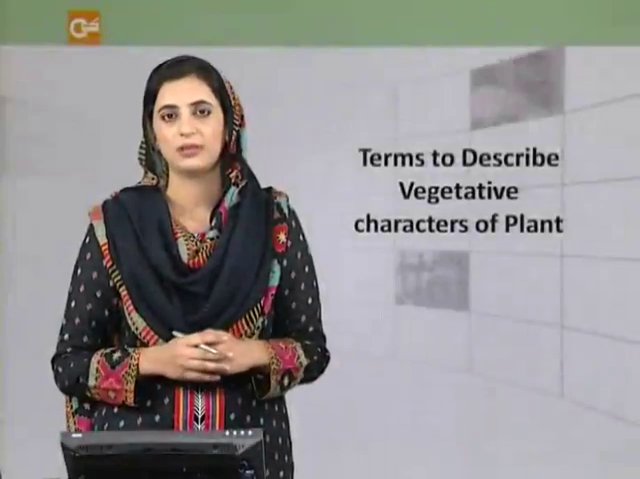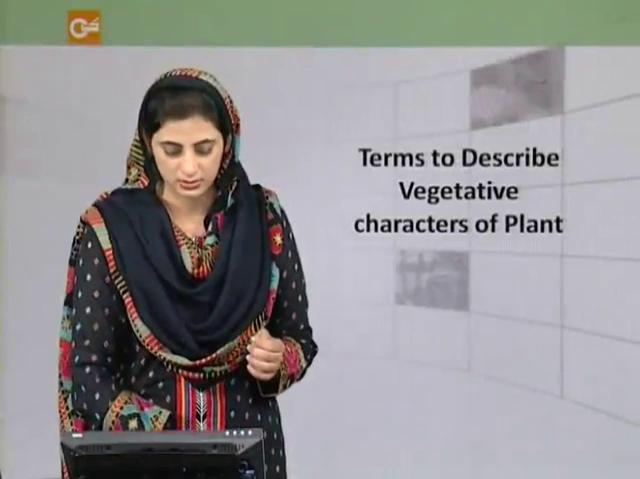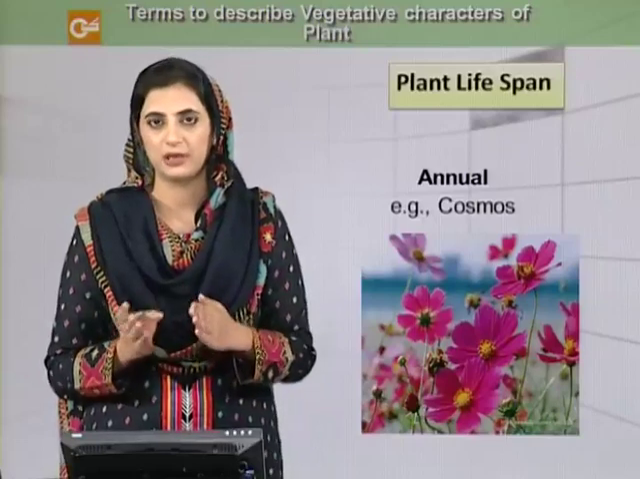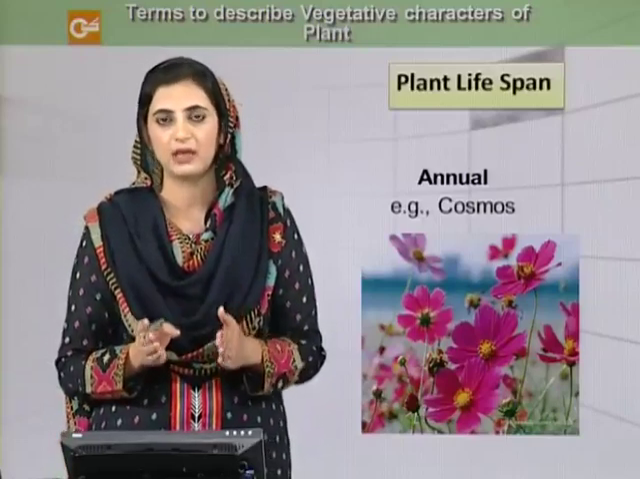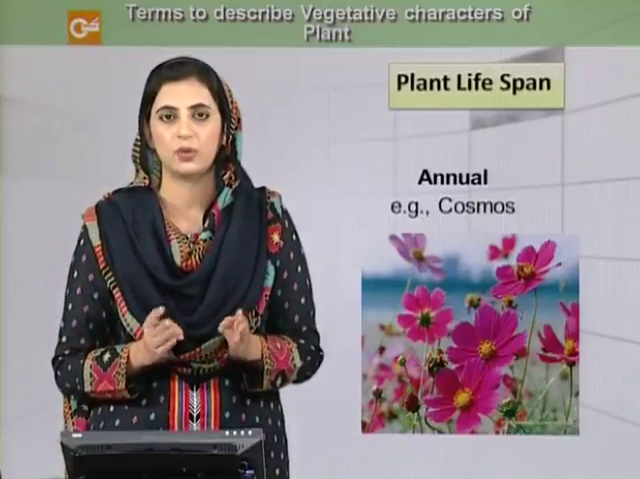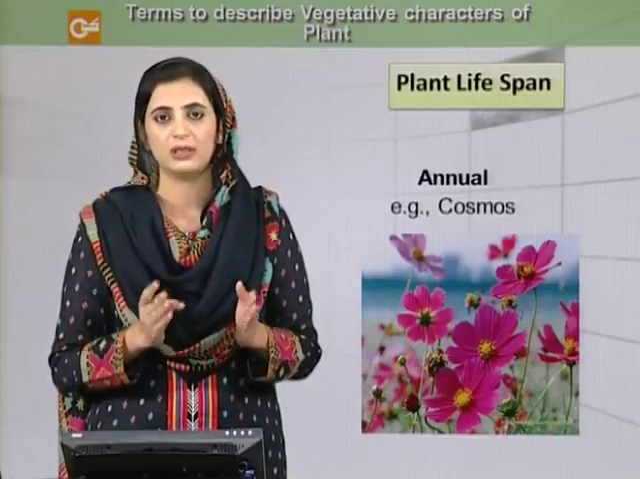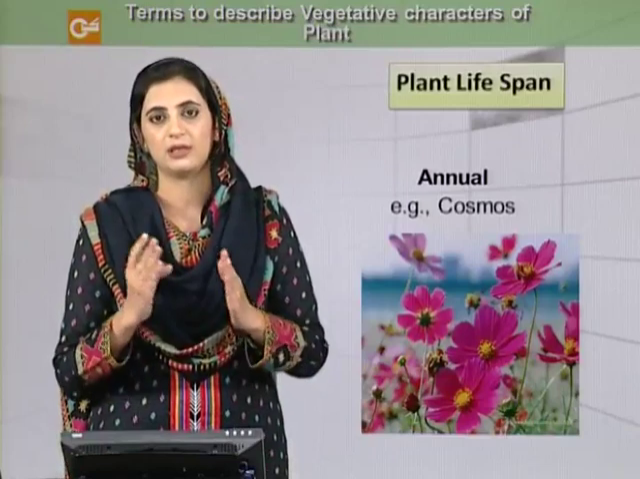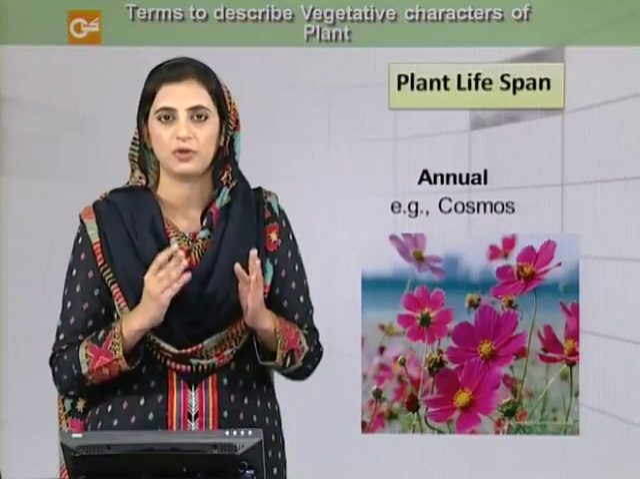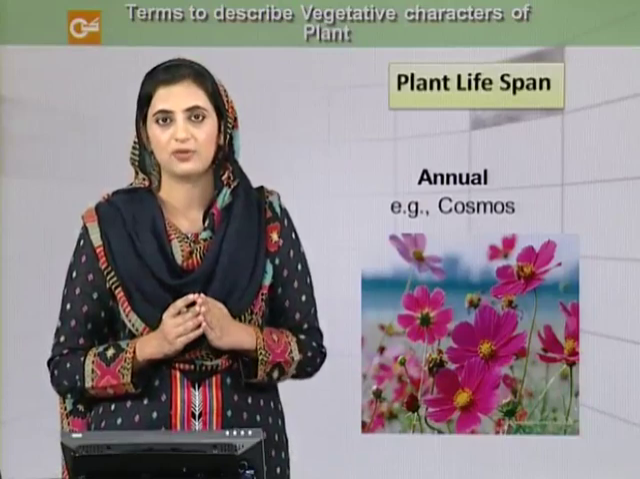In this module, we will describe various terms to describe vegetative characters of plants. For explaining the plant lifespan, we have three terms: annual plants, biennial plants, and perennial plants. Annual plants are those plants which require one growing season to complete their life cycle. For example, they have to grow from seed and develop a whole plant and then produce seed. And for this whole procedure, they require one growing season. Example is that of cosmos plant.